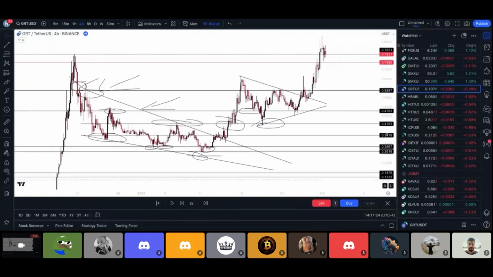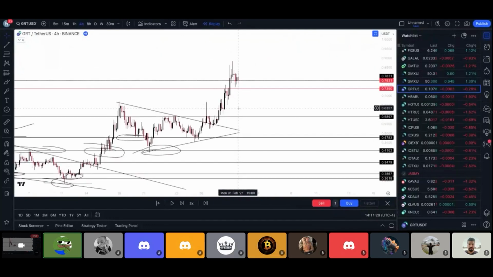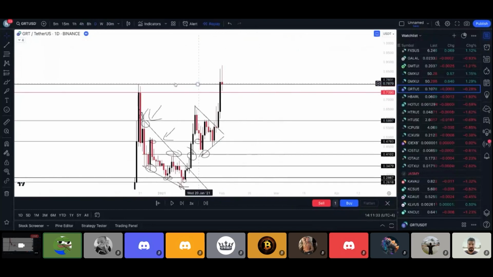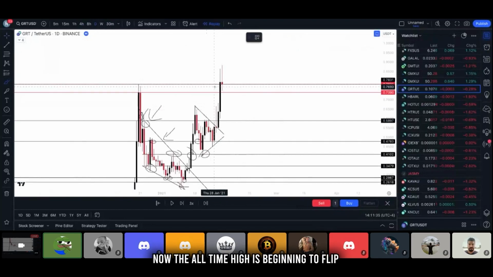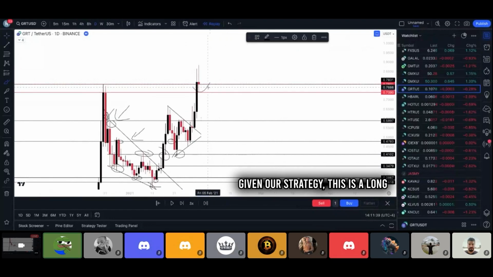And this is how it looks. I mean, it's beautiful. It's just beautiful when you simplify things and when you look at things logically. It's amazing what you can do with the market, right? And now this all-time high is looking to flip. What are we going to look for? We're going to look for longs. We're not looking for shorts. We closed above. Now you have to look for longs.